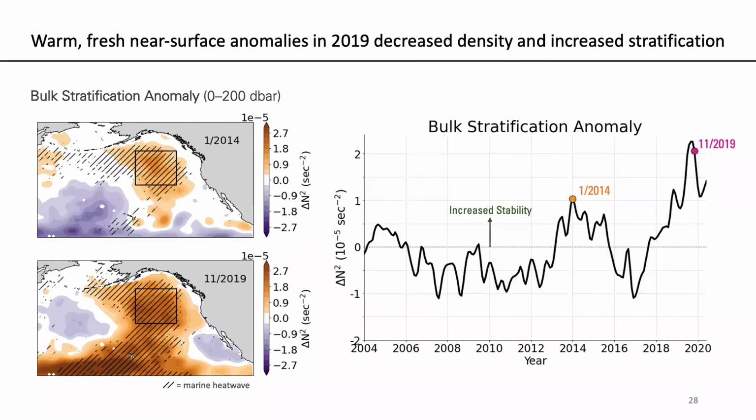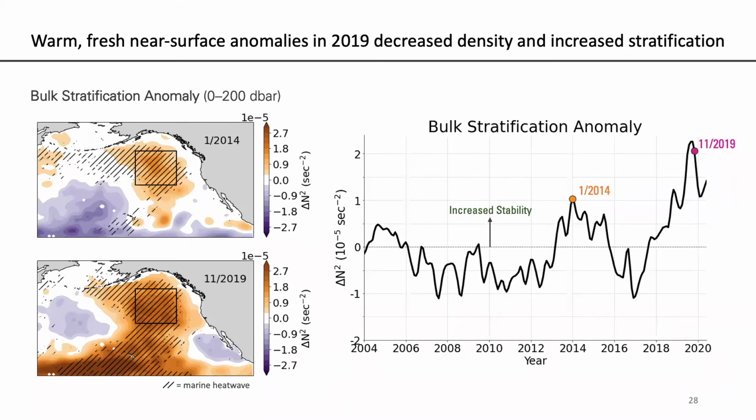And this does two things. It first reduces the amount of cool water that can be entrained into the mixed layer. And it also keeps the warm anomalies closer to the sea surface when it's stratified. And that actually helps that water warm because it's a smaller volume of water that the atmosphere has to warm.